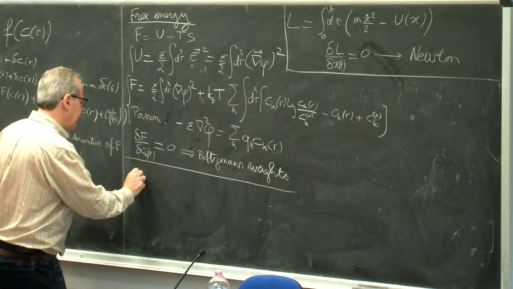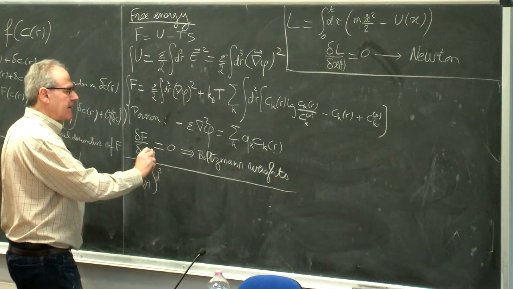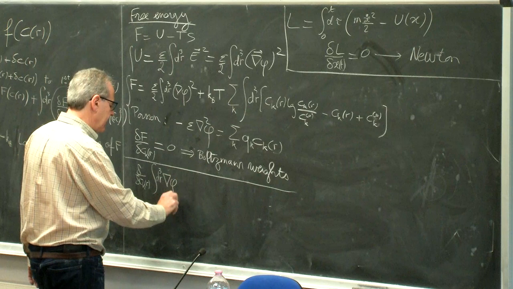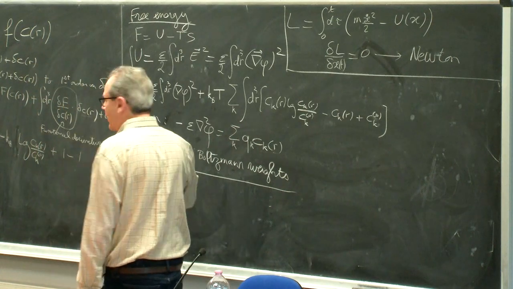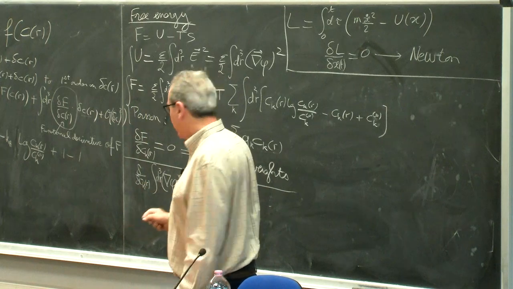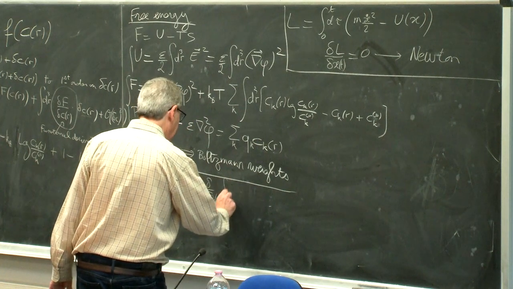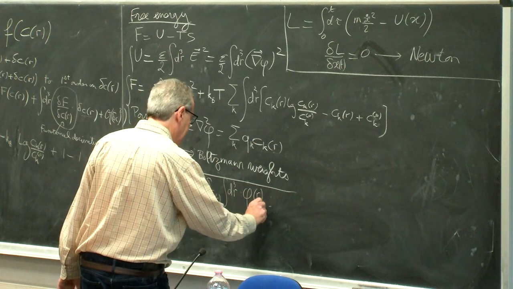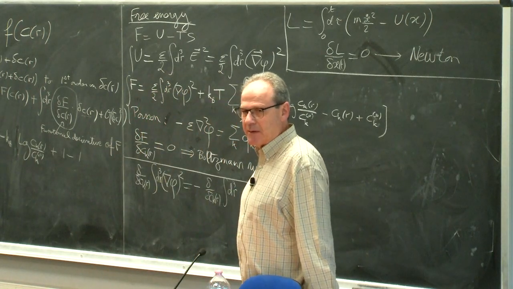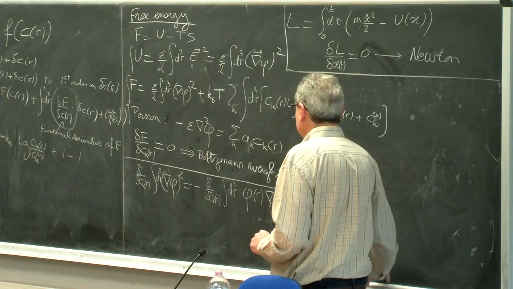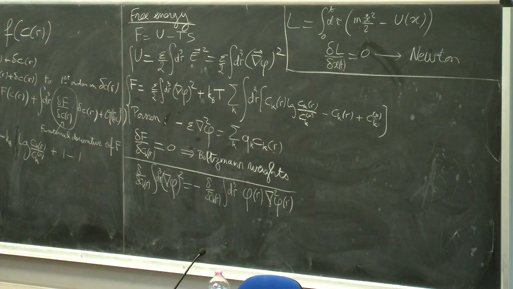So if I look at delta by delta ck(r) of the integral d3r gradient phi squared, we saw that you can integrate this by parts if you assume that there is no boundary term. So this is the same as delta by delta ck(r) of the integral d3r of phi(r) Laplacian phi(r). You remember we saw that yesterday, up to boundary terms, which we don't care about. And where can I write this? I will come back here.